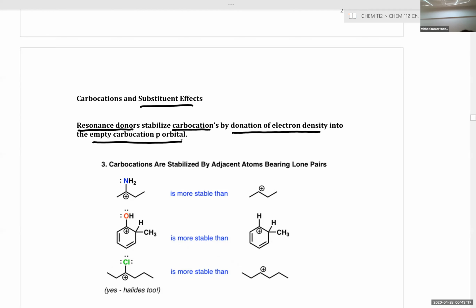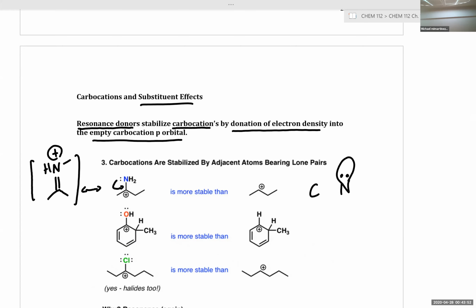Okay, so if we compare carbon to nitrogen, what is the key feature of nitrogen? What distinguishes nitrogen from carbon? What does nitrogen have that carbon does not? A lone pair to donate, exactly right. So we can kick that lone pair down and we can distribute our electron density over multiple atoms.